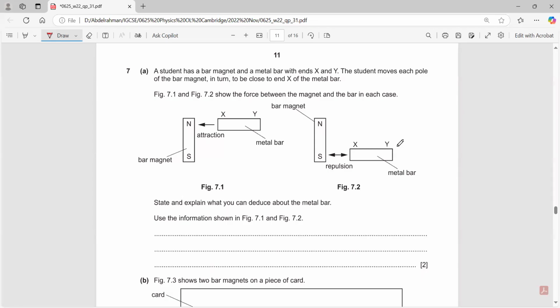What can we deduce about this metal bar? Is this a normal metal bar? X, yes, X is a south pole. Excellent. So is it a permanent magnet? Yes, it is a permanent magnet. X is a south pole, since it repels the south pole of the magnet.